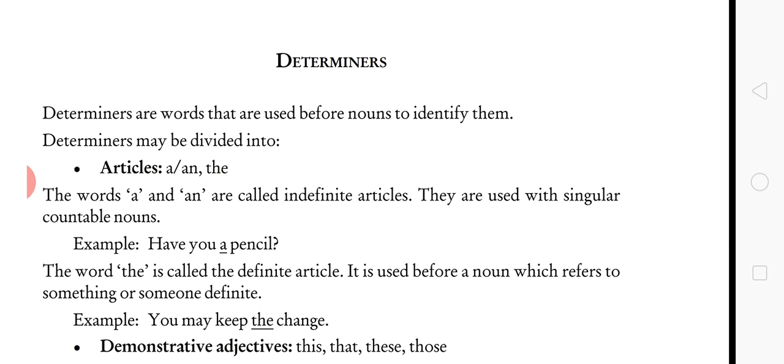The is also used before the names of rivers, ranges of mountains, seas, oceans, valleys, gulfs, etc. For example, the Himalayas, the Thar desert, the Andaman and Nicobar islands. So these are some uses of the.